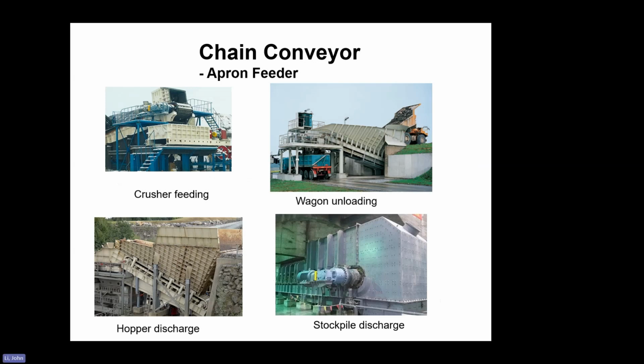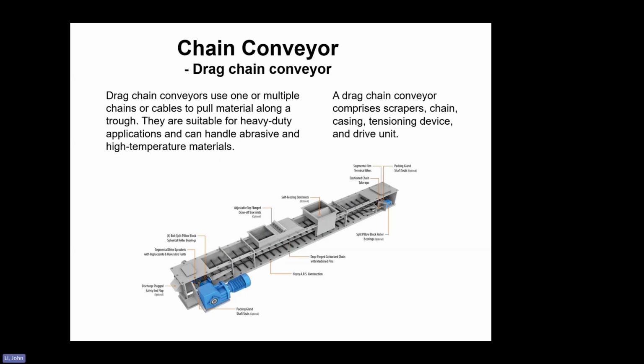This application we already introduced. Another chain conveyor we call the drop chain conveyor. A drop chain conveyor uses one or multiple chains or cables to pull materials along a trough. This is a chain, and this is a trough. They are suitable for heavy-duty applications and can handle abrasive and high-temperature materials because all parts are metal. The drop chain conveyor comprises scrapers attached to the chain, the casing, the tensioning device, and the drive unit.